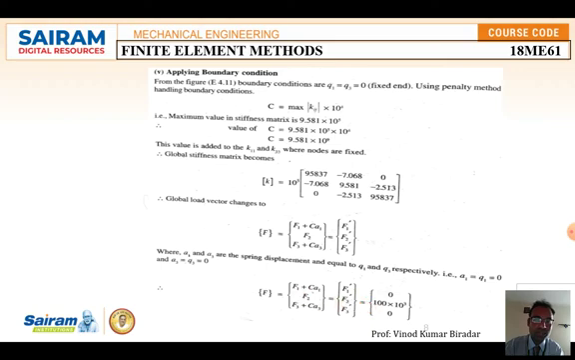So here f2 is equal to 100 into 10 to the power of 3. So this is the only change in the penalty method of handling the boundary condition. I hope you understand this. Okay, so this I will repeat again.